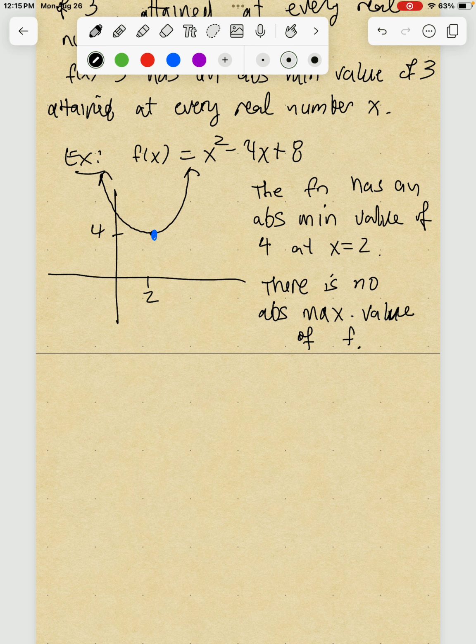Okay, that's absolute maxima and minima. I could go on and talk about local maxima and minima, but I think I'll just leave that for a different video.